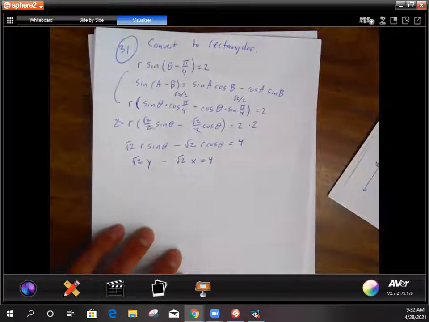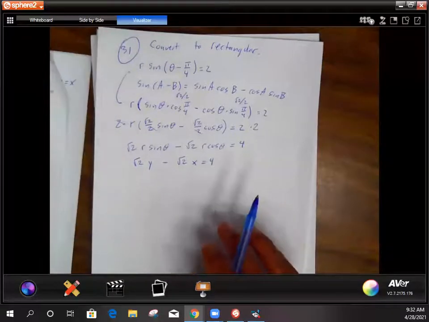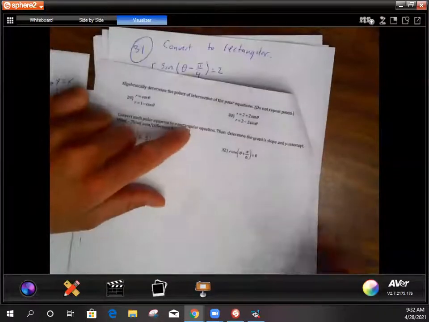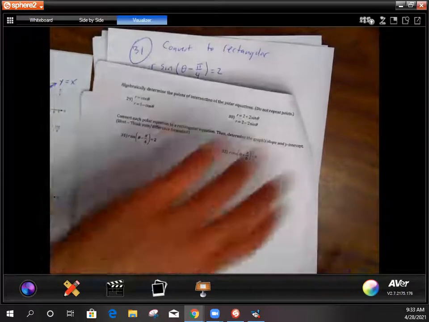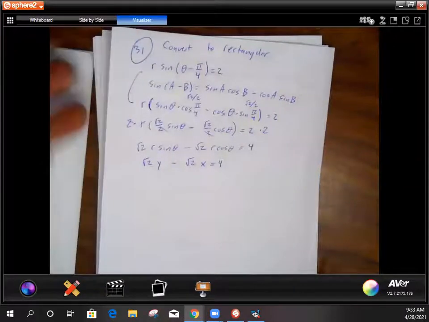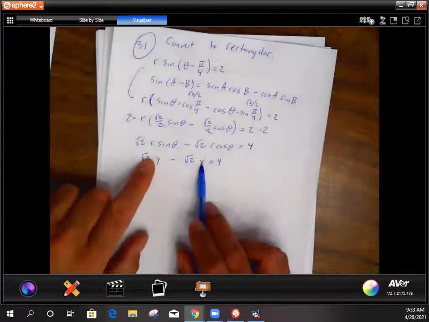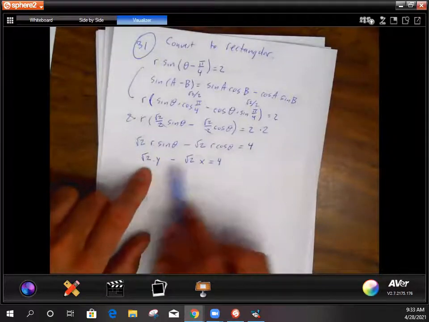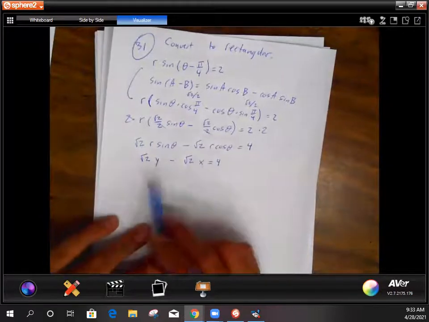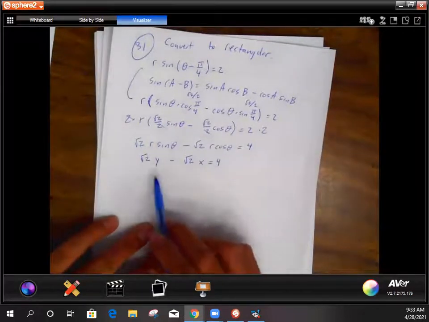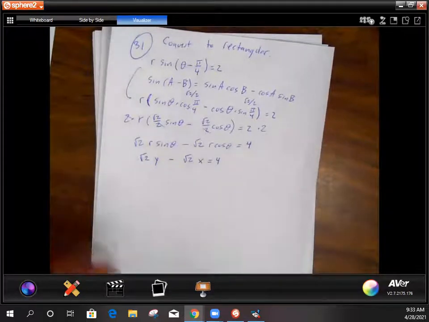Now, it says not just to write the equation of the line. I just wrote convert to rectangular, but it also said determine the graph's slope and y-intercept. So you could now, if you wanted to, plug in 2 points and do it that way. Like plug in 0 for x and we can find the y-intercept, and then 0 for y and find the x-intercept. And then with those 2 points, find the slope.